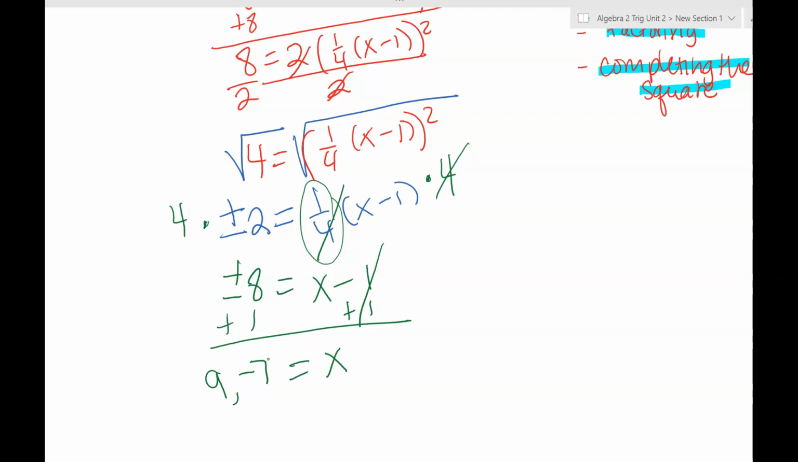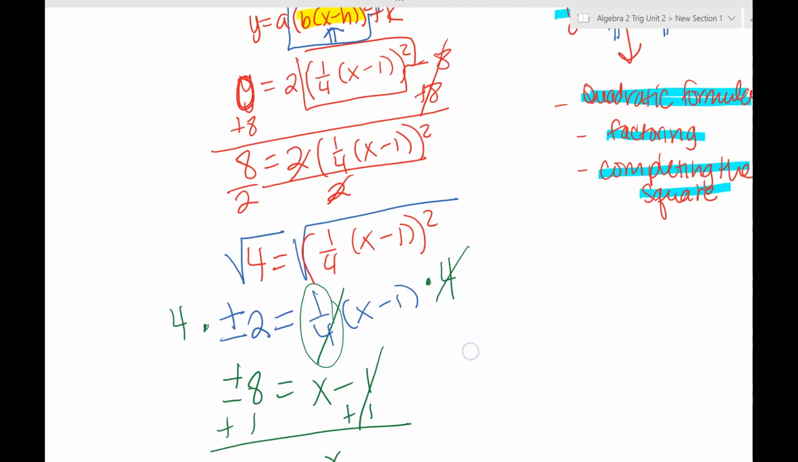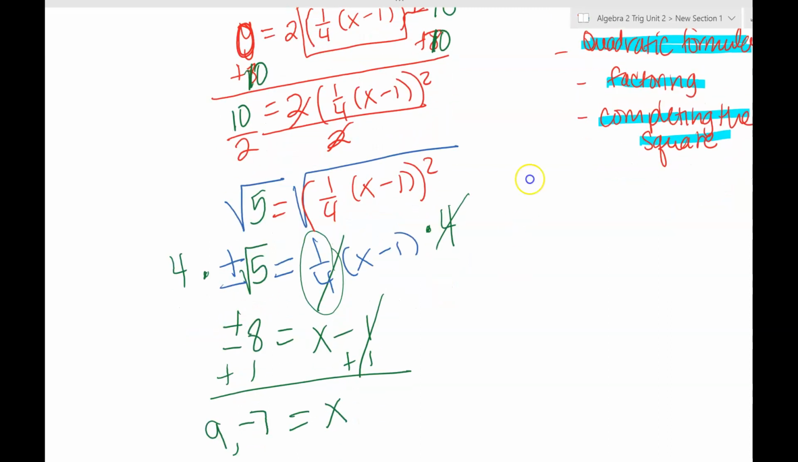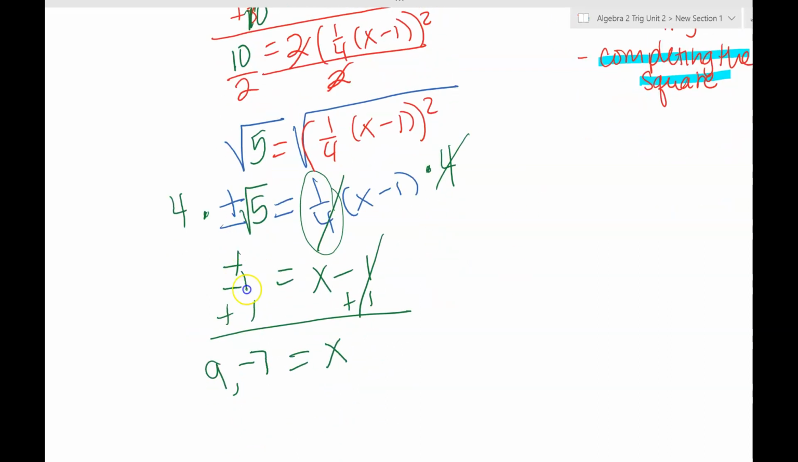If that 8 had been a more difficult number, so let's say that maybe that number had been a 10, 10 divided by 2 would have been 5. The only difference here would have been that you were working with a radical, and that would make it not easy to combine these values, and you would write your answer a little bit differently, as 1 plus or minus rad 5.